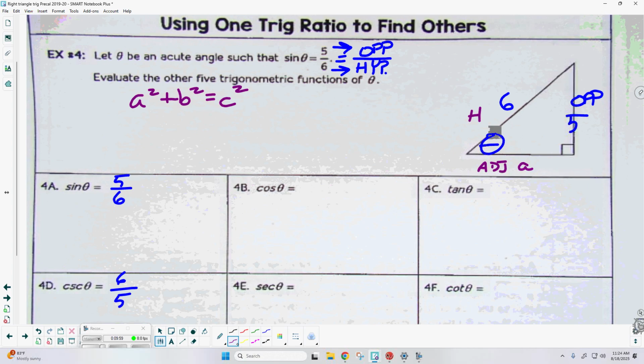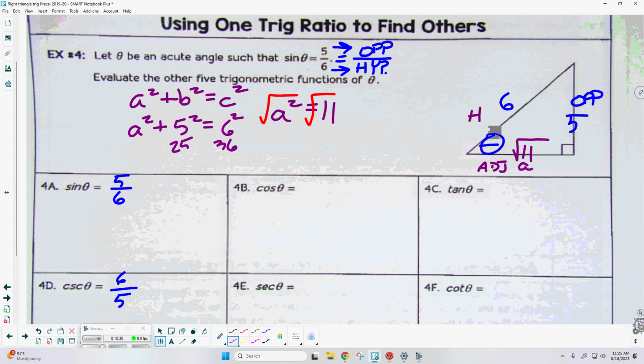So that would be A squared plus b squared, so that's 5 squared, is equal to c squared, 6 squared. So that's a 25, that's a 36. So if I isolate a squared, what would it equal? 11. 36 minus 25. But I don't want a squared, I want a. So now we're going to take the square root. So this a right here is the square root of 11.